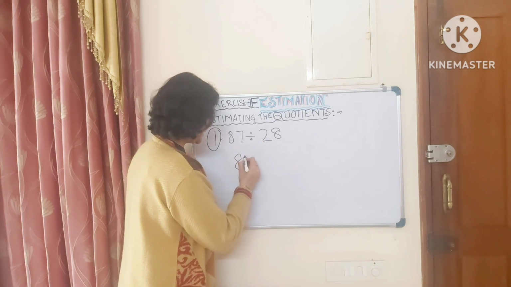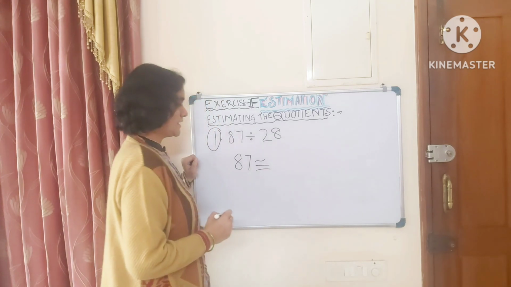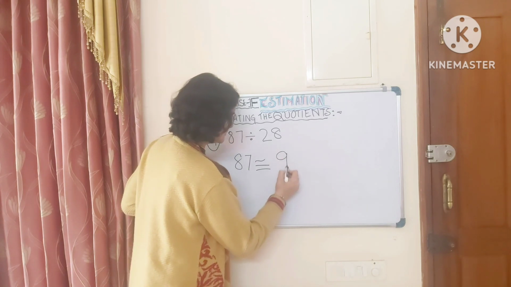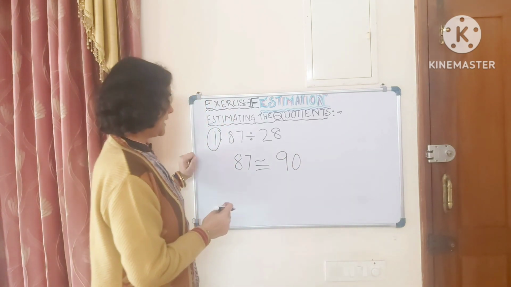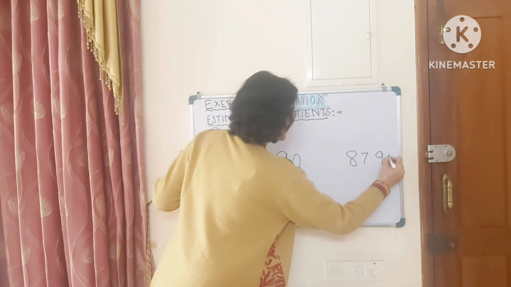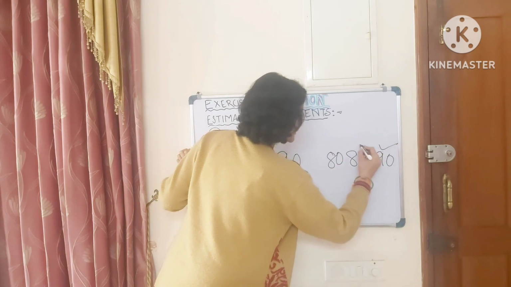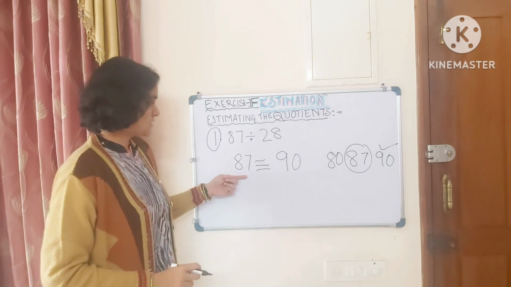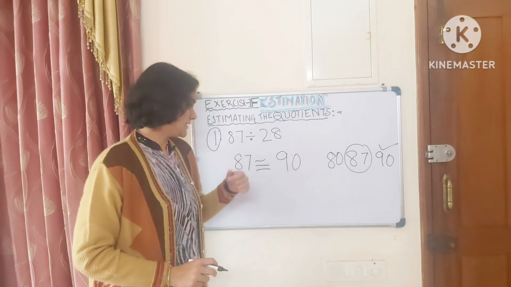So we need to first estimate 87. What value will the approximate estimation be? It is close to 90, right? If we look at the number line, 87 is closer to 90 or 80. Obviously 87 is closer to 90. So the estimation of 87 will give us 90.